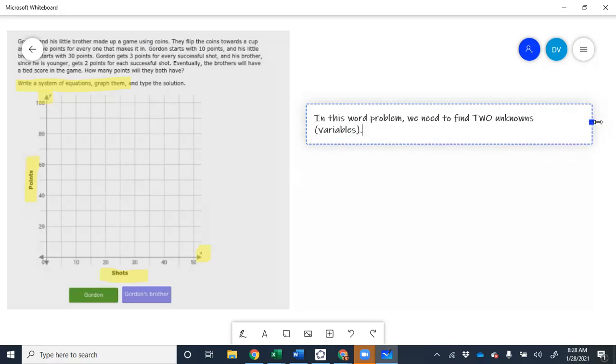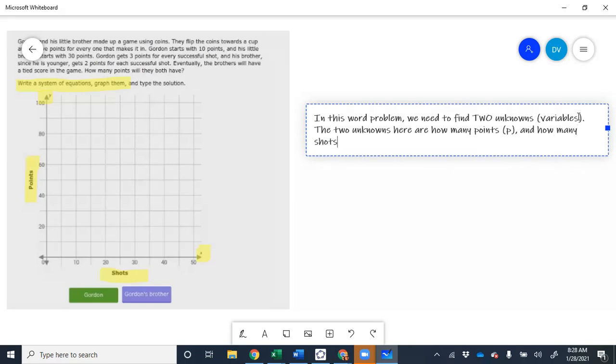Okay. The two unknowns here are how many points, and we'll use P for that, and how many shots, and we'll use S for that. Okay. And again, we're going to want two equations.